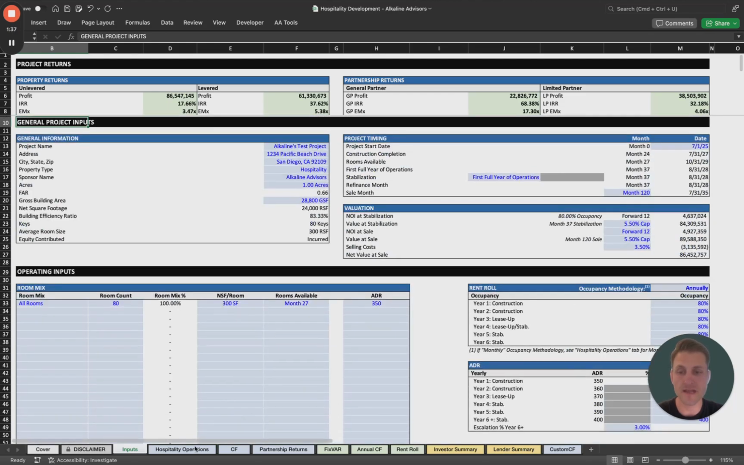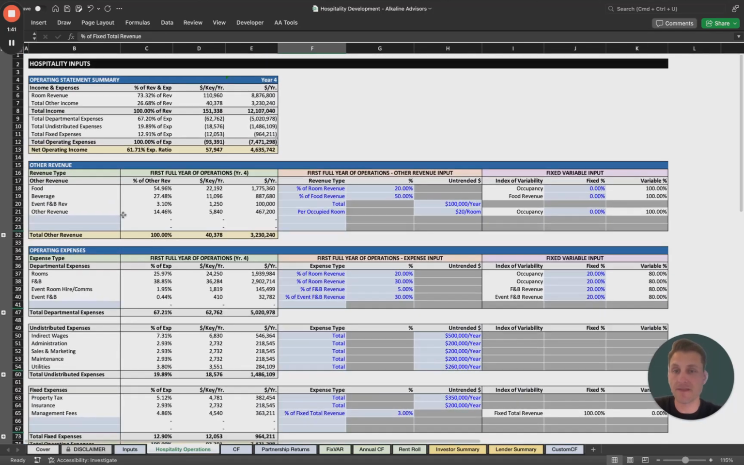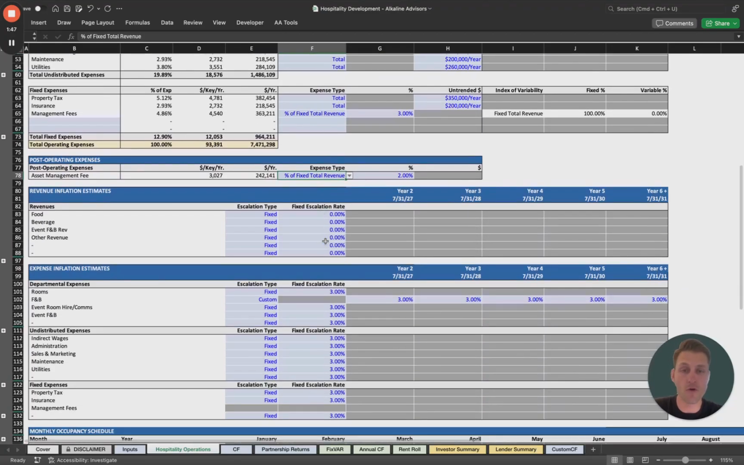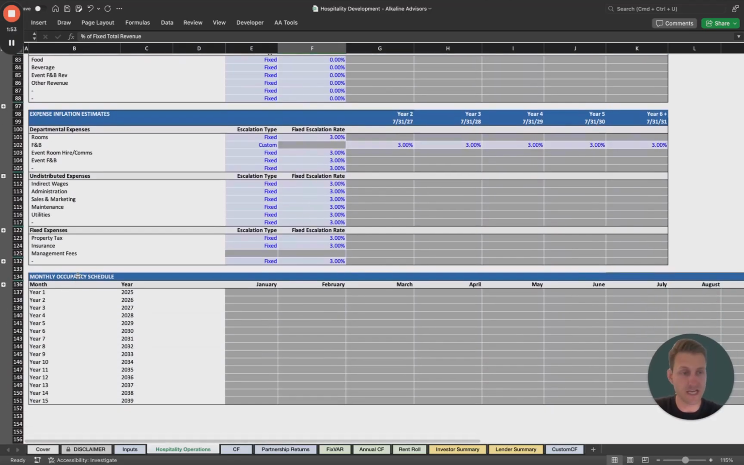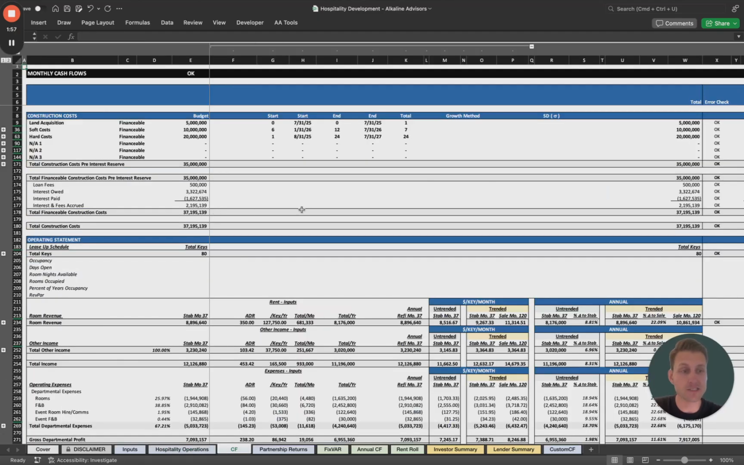Next, we have the hospitality operations tab. On this tab, this is where we document our other revenue and then our operating expenses, also the growth of those other revenue lines and those operating expenses, and then the occupancy schedule, which we'll get into in more detail later.